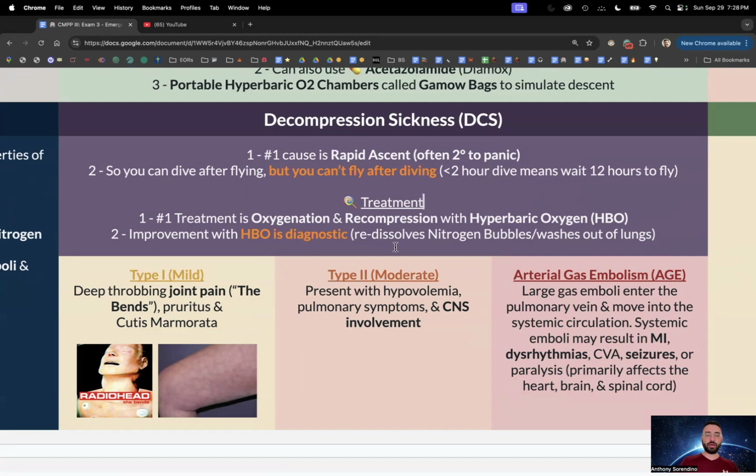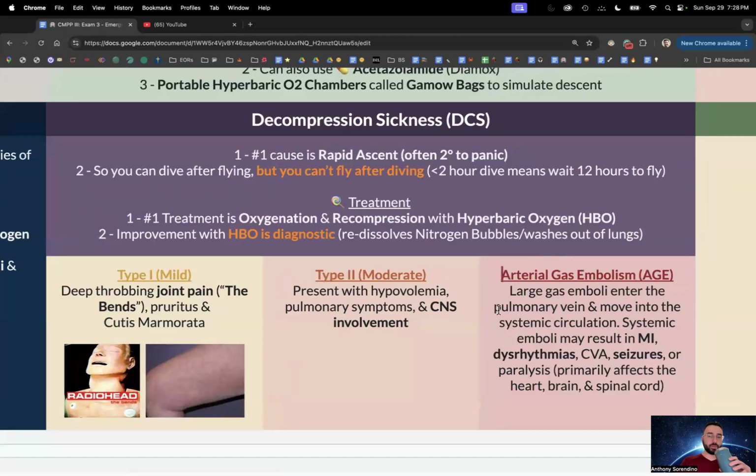You just want to treat with oxygenation and hyperbaric oxygen. Improvement with hyperbaric oxygen is diagnostic, and you can get gas emboli. So don't rapidly ascend.